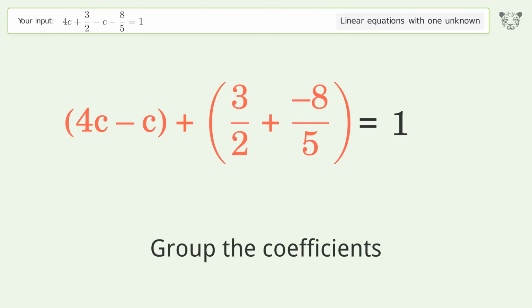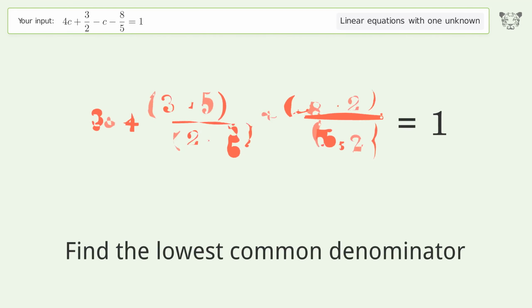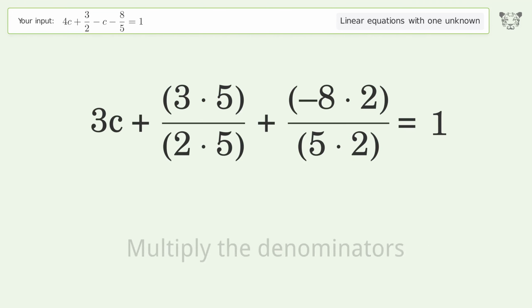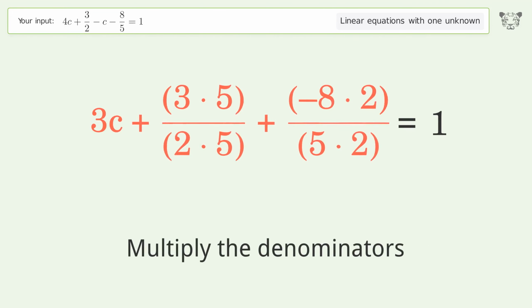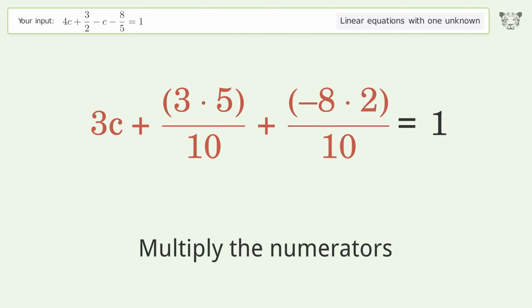Group the coefficients. Find the lowest common denominator. Multiply the denominators. Multiply the numerators.